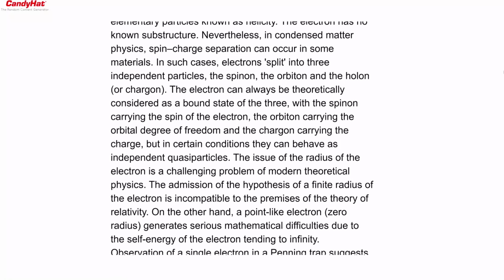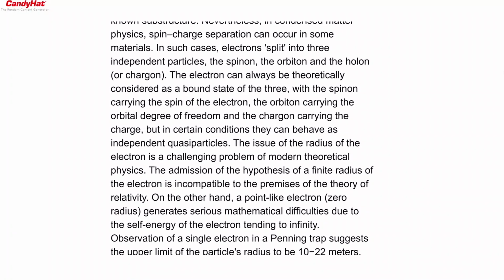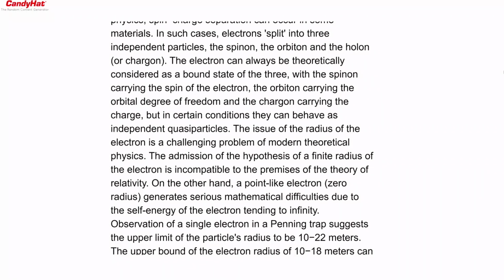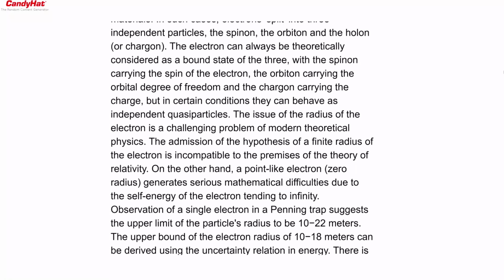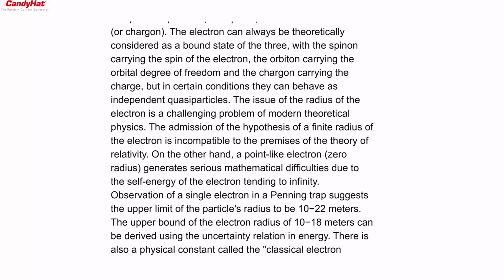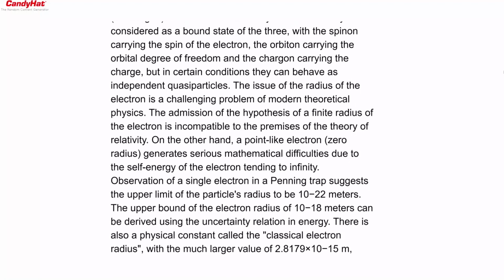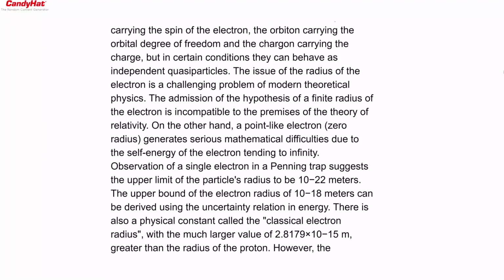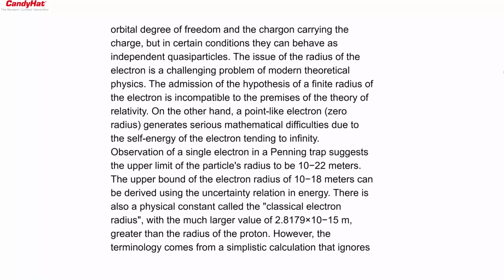Nevertheless, in condensed matter physics, spin-charge separation can occur in some materials. In such cases, electrons split into 3 independent particles, the spinon, the orbiton and the holon, or chargon. The electron can always be theoretically considered as a bound state of the 3, with the spinon carrying the spin of the electron, the orbiton carrying the orbital degree of freedom and the chargon carrying the charge, but in certain conditions they can behave as independent quasiparticles.